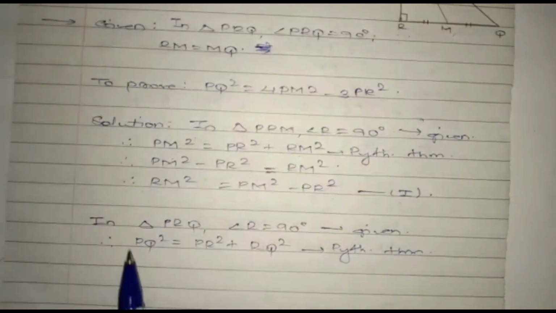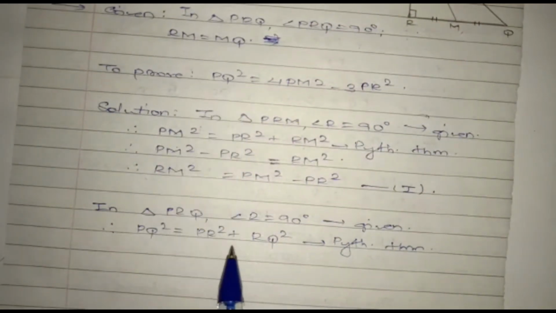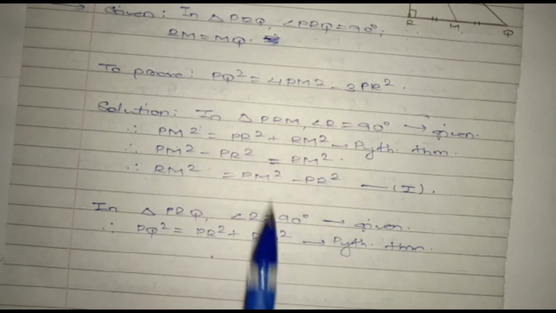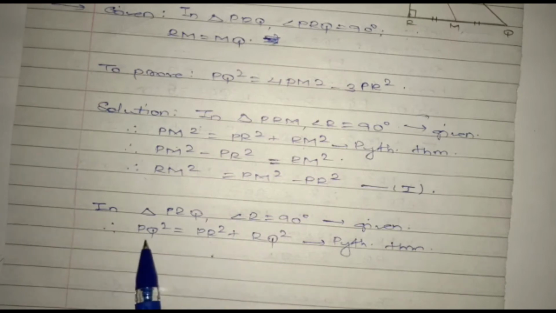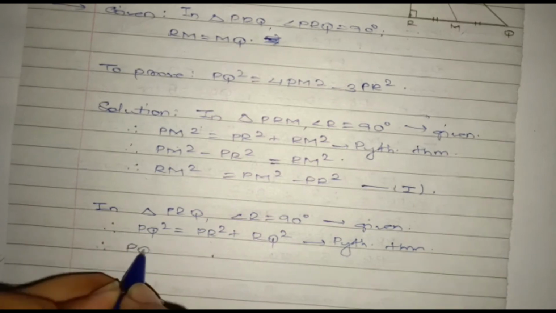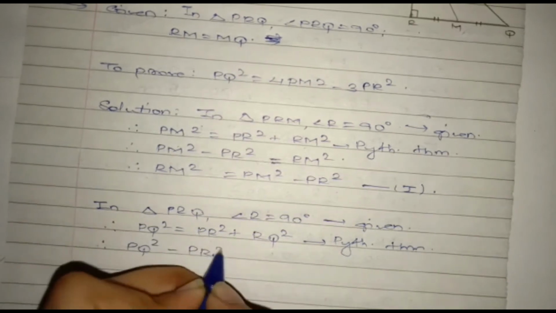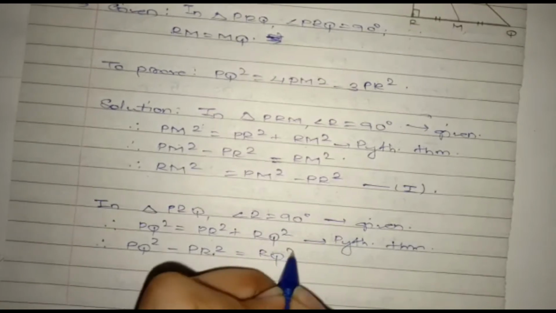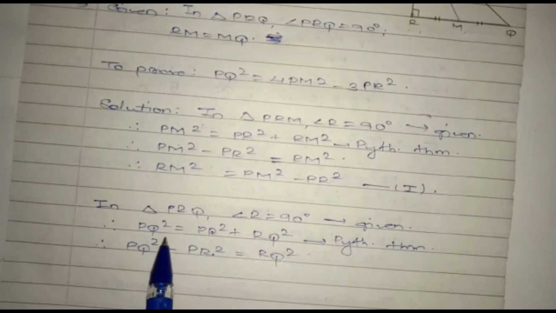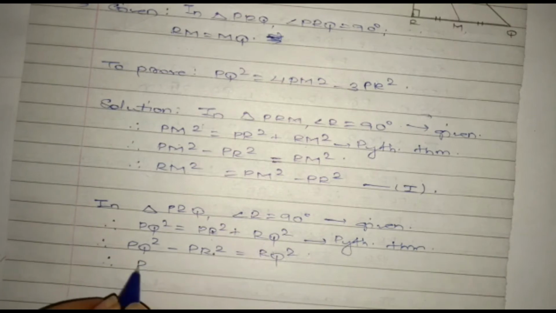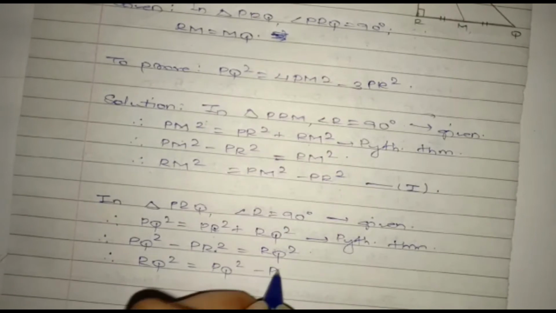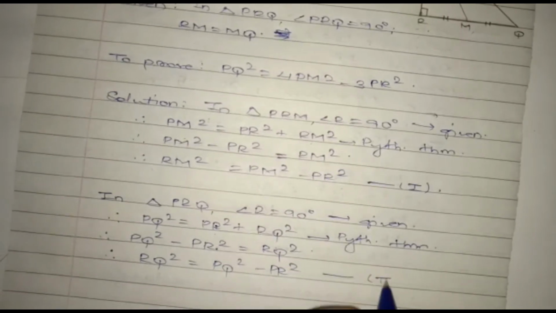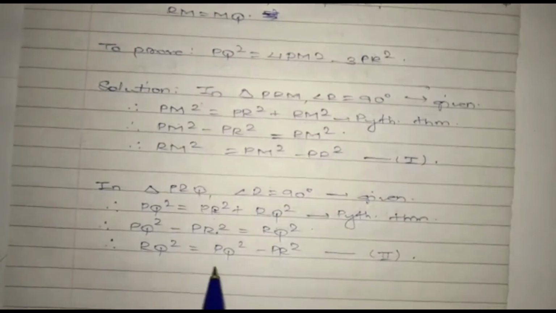Now PQ is needed in the proof. Also PR is needed, but RQ is not needed in the proof. So we will take this PR square to the other side and keep RQ square on one side. Therefore PQ square minus PR square is equal to RQ square. We took PR to the left hand side. Therefore RQ square is equal to PQ square minus PR square. We will consider this as equation number 2.